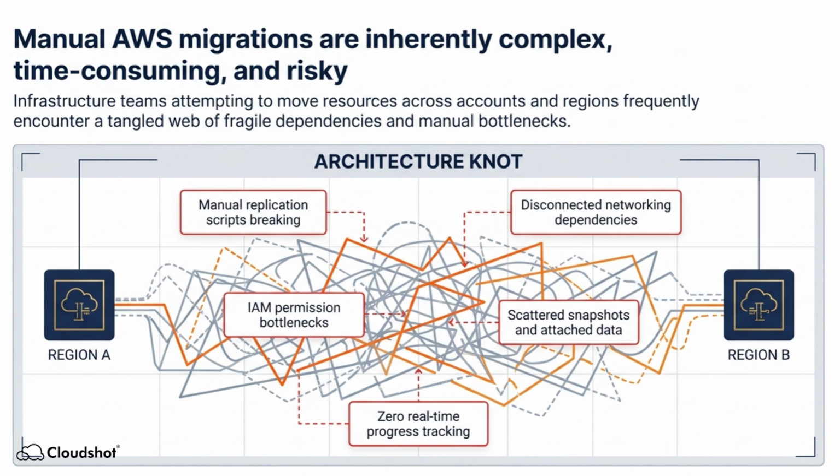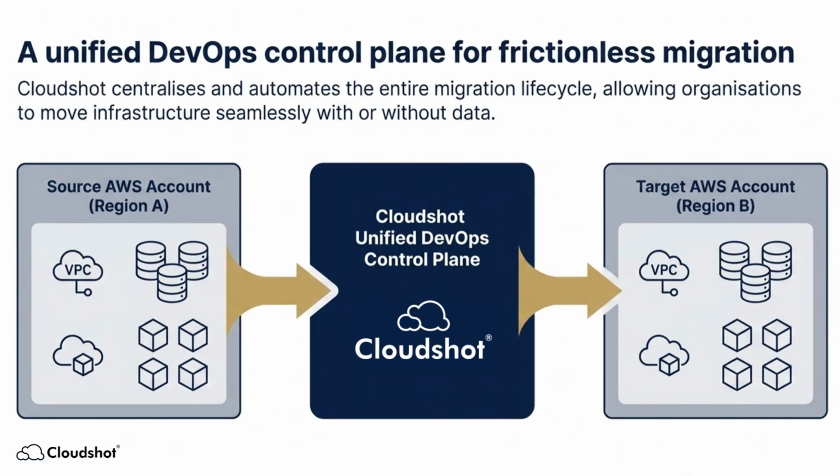To really appreciate the solution here, we've got to validate the frustration of the old way of doing things. Teams struggle endlessly with IAM permissions across accounts, the mind-numbing tediousness of manual replication, complex networking dependencies, and basically just flying blind when tracking their migration progress. It's a seriously chaotic environment. But this is exactly where Cloudshot steps in. It cuts right through the noise, letting organizations migrate AWS infrastructure resources directly from one unified DevOps control plane. It basically takes all that chaos and brings it into a single organized platform.